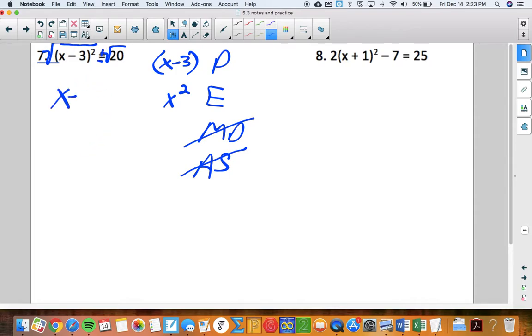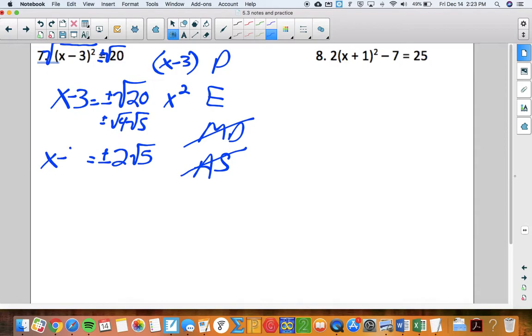So we get x minus 3, because I've undone squaring by square rooting, plus or minus the square root of 20. But remember, the square root of 20 is the same as the square root of 4 times the square root of 5, which is equivalent to plus or minus 2 times the square root of 5. So last thing to undo here, I've undone that now. Last thing to undo is subtracting 3 in the parentheses by adding 3.